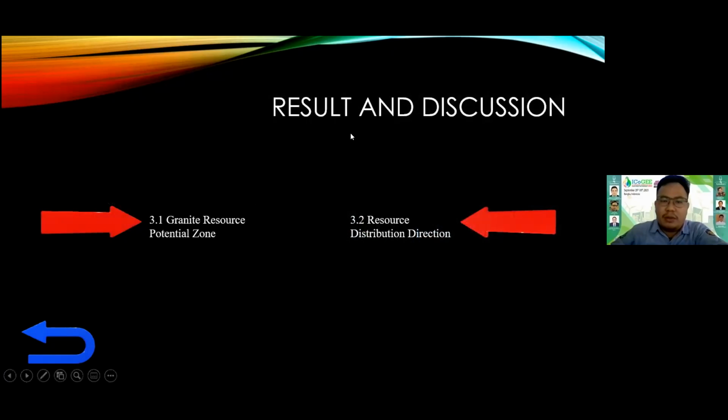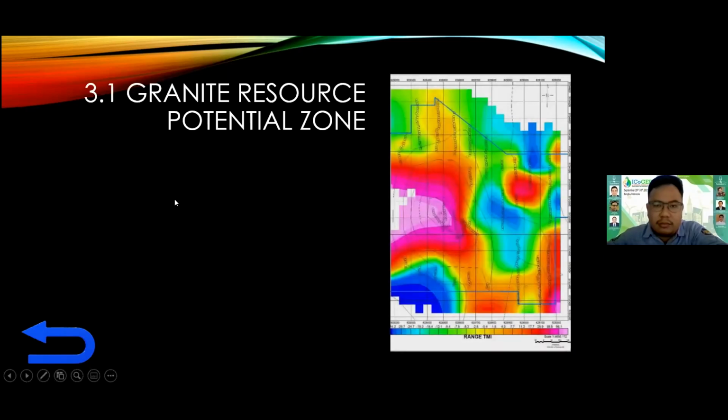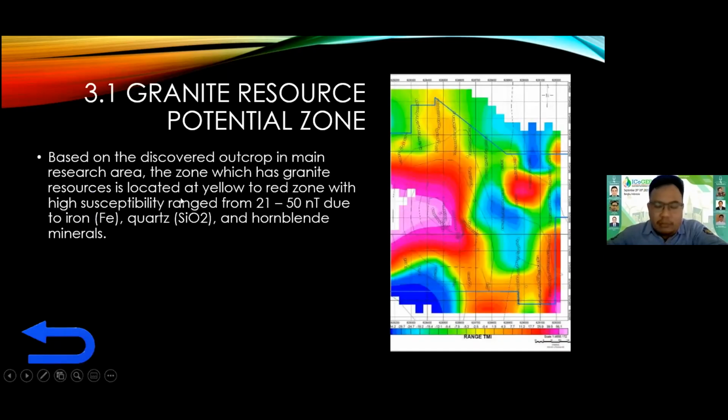Afterward, I will show you our result. From the picture on the screen, you can see that there are various colors which represent various materials that have different magnetic properties.